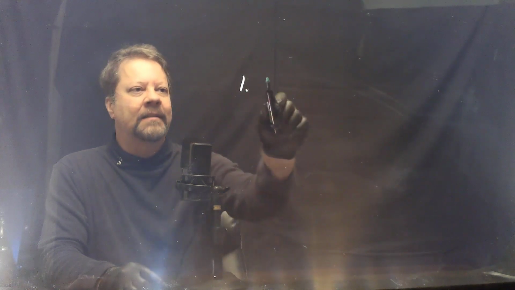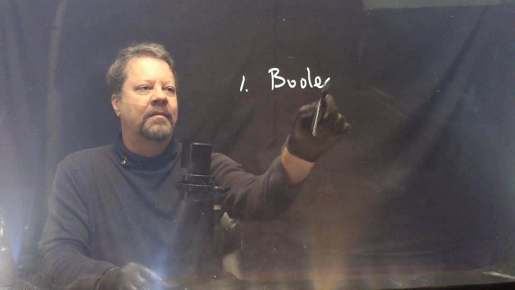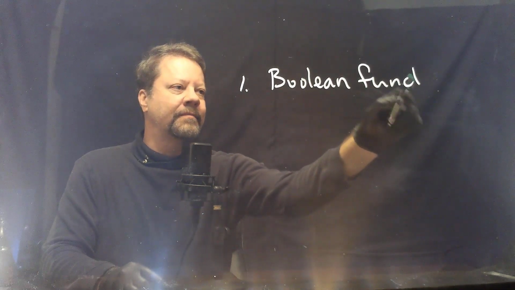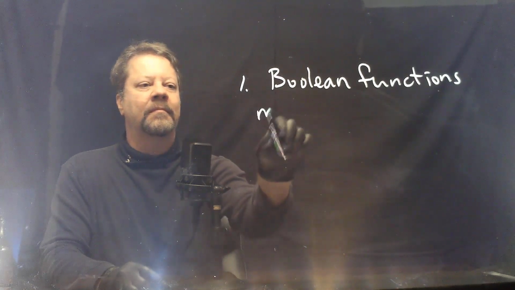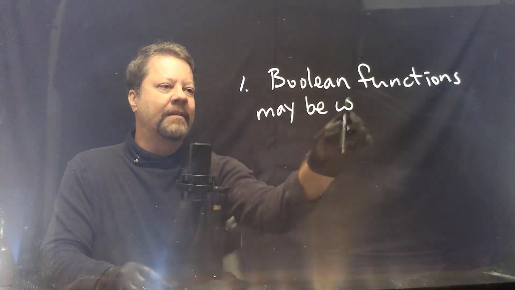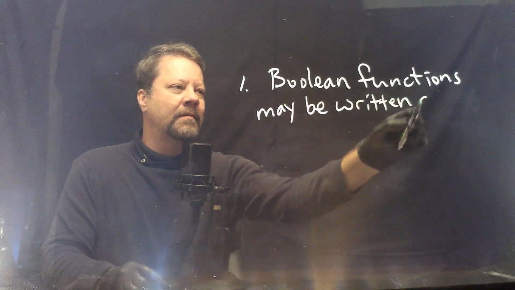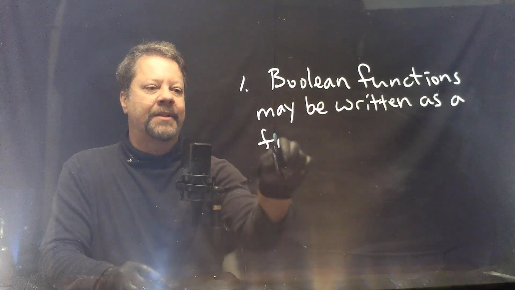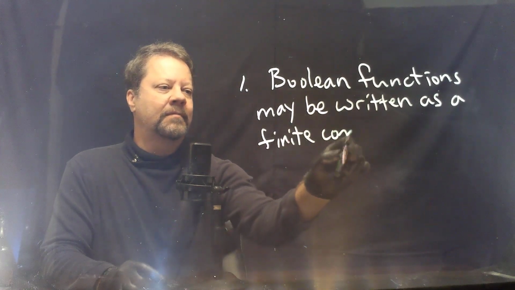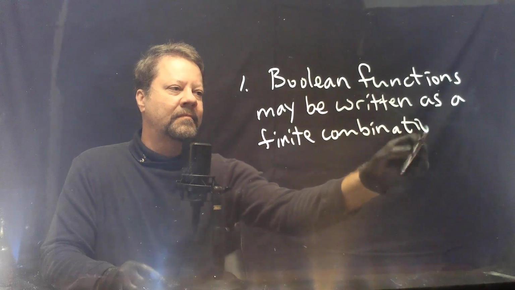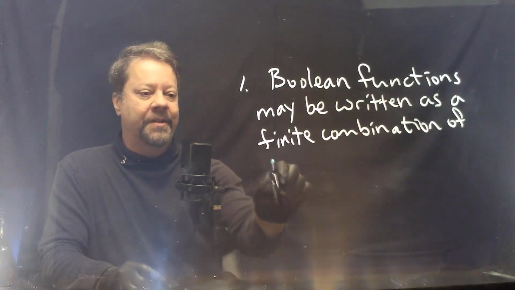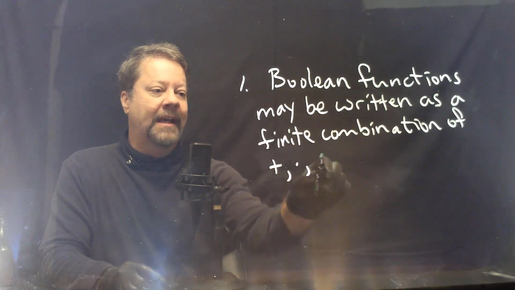I'm Dr. Jeff Groh. In this lecture, we begin by discussing the representation of Boolean functions. It's based upon a couple principles. First, Boolean functions may be written as a finite combination of three operations: Boolean sums, Boolean products, and the complement.